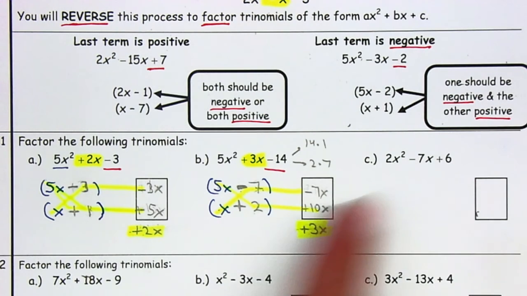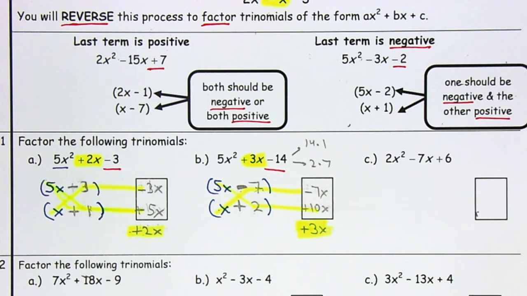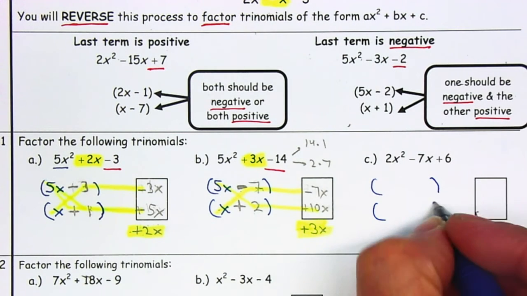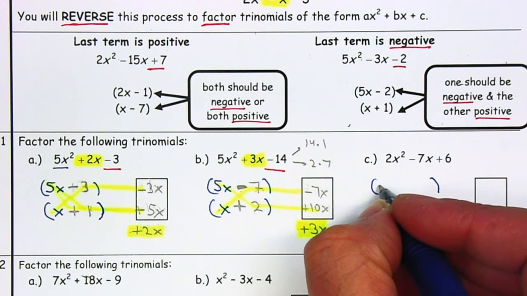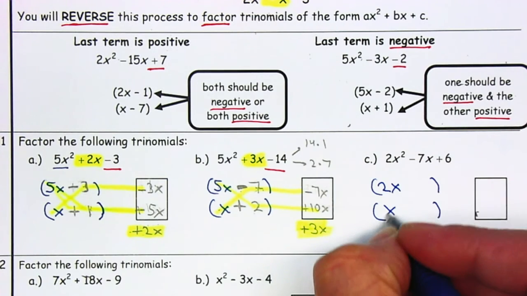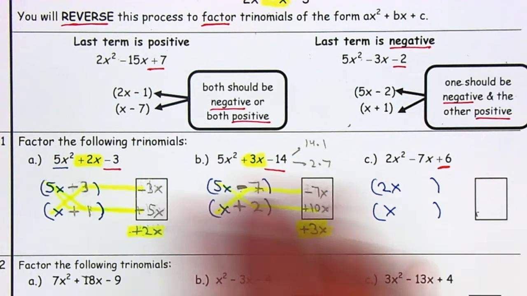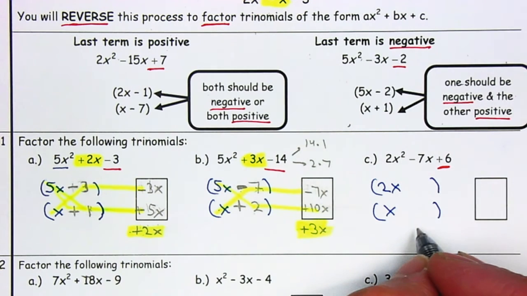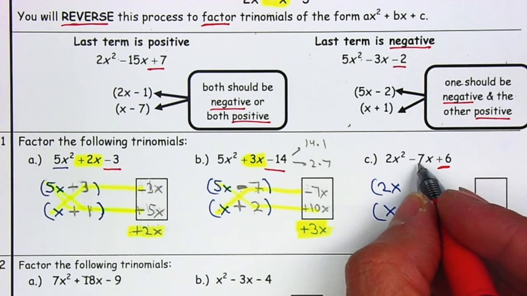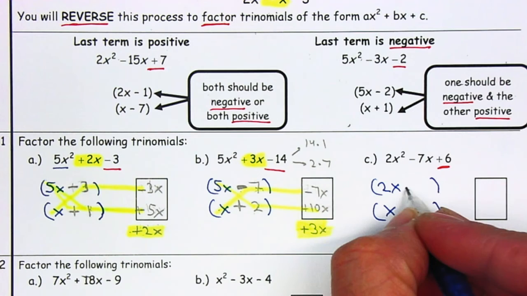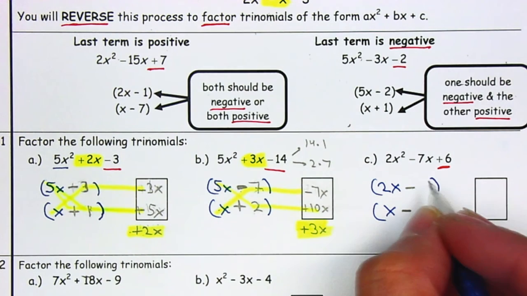Let's continue with letter C. Double parenthesis. Factors of 2x squared are 2x times x. Now the last term is positive. That means that they both should be positive or both negative. When I add them, I need to end up with a negative number. So therefore, both of them should be negative. Now if you try positive, that's fine. Then you might have to switch the signs.